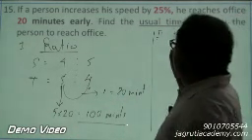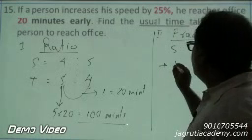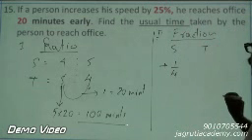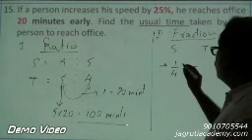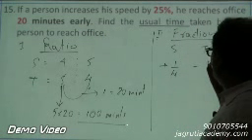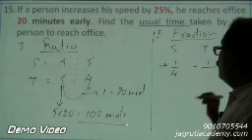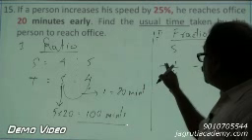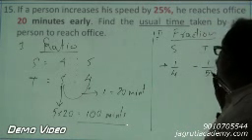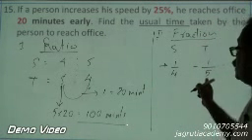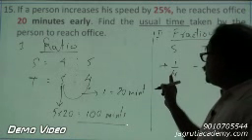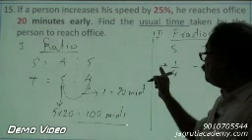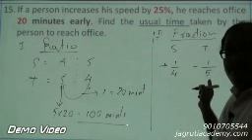Speed is increased by 1 by 4. What will happen to time? As speed increases by 1 part, time will decrease by 1 part. Out of how many parts? Now 4 plus 1, 5 parts. So the denominator will change. If it is plus, then 4 plus 1, 5. If this is minus, then 4 minus 1, 3.